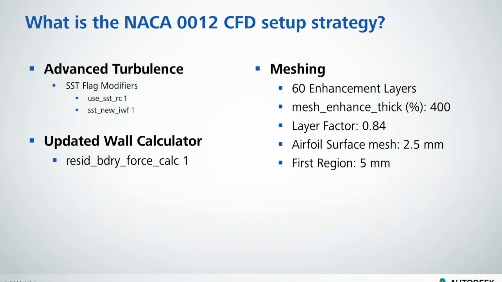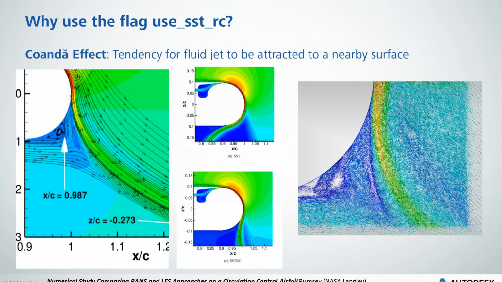So why use the flag use_SST_RC? This flag is considered a curvature correction factor applied to the SST K-omega turbulence model. And we originally applied it because we were looking at what's called the Coanda effect, which is the tendency for fluid to be attracted to nearby surfaces. So if we fall on the left-hand side, and this is from a NASA Langley paper, from the 3 images on the left, you can see how the fluid going over the backside of an airfoil has a tendency to sort of tear away from that actual airfoil.